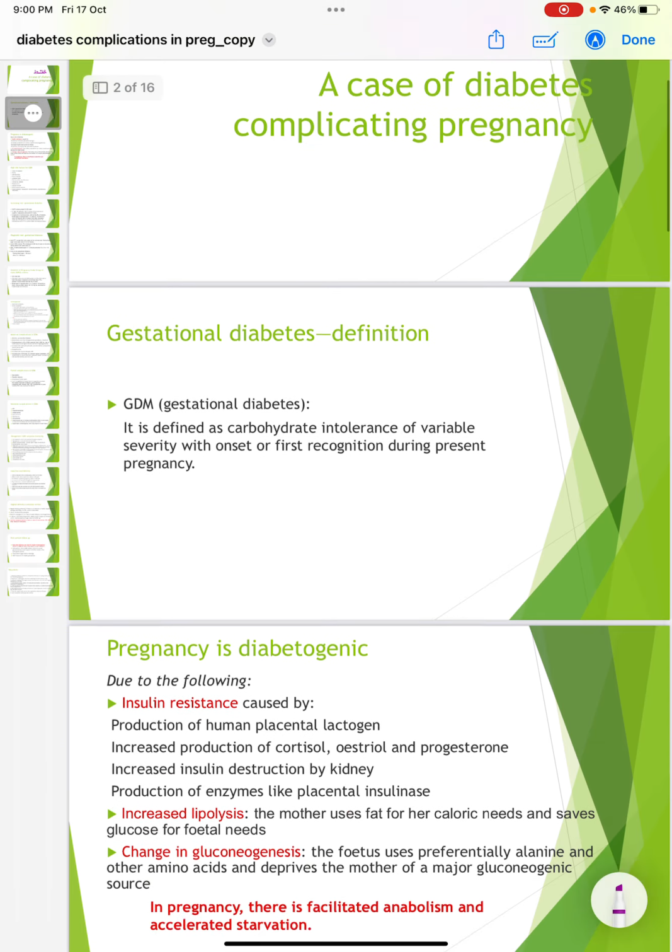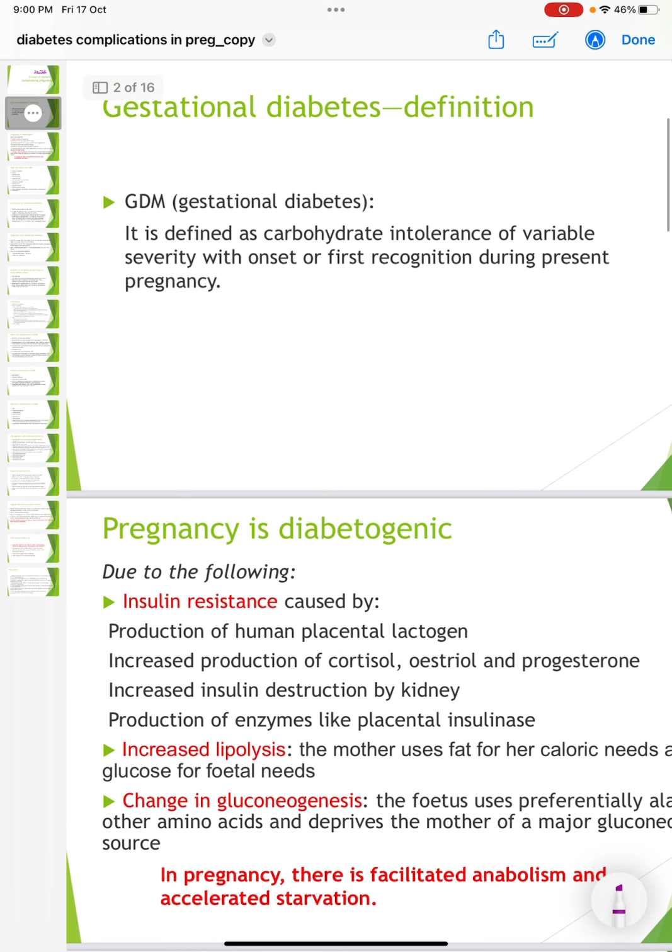So definitions of GDM. It is defined as carbohydrate intolerance of variable severity with the onset or first recognition during present pregnancy. The definition is important. They will ask in Viva. What is GDM? GDM is carbohydrate intolerance of variable severity with the onset or first recognition during present pregnancy.